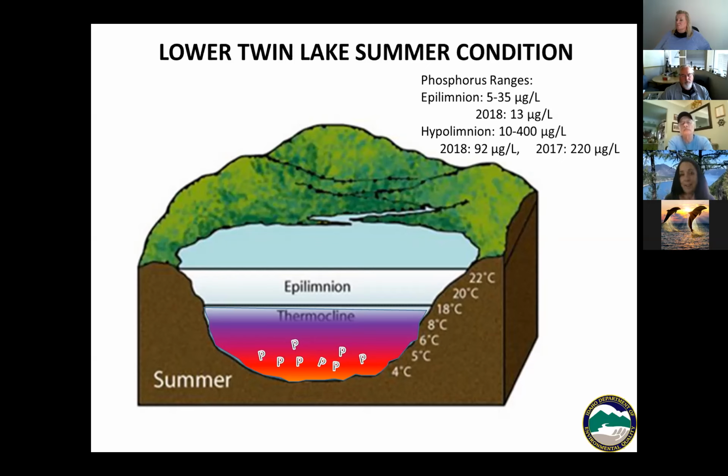And so it doesn't take a whole lot of agitation, if it's going clear into the thermocline, to add that phosphorus into the epilimnion to then feed the algae and the blue-green algae. And so that's quite concerning.